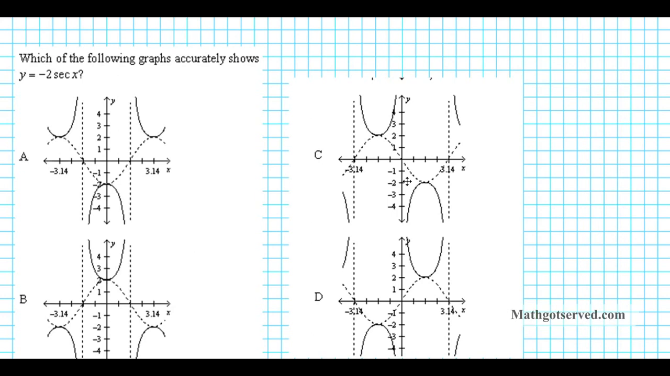Let's shift our attention to the next question. It says, which of the following graphs accurately shows y equals negative 2 secant x? We have 4 asymptotic trig functions, and their asymptotes are determined by either sine or cosine. Let's go over those real quick. The 4 asymptotic trig functions are tangent, cotangent, secant, and cosecant. Tangent is given by sine over cosine, which tells us that cosine determines its asymptotes.